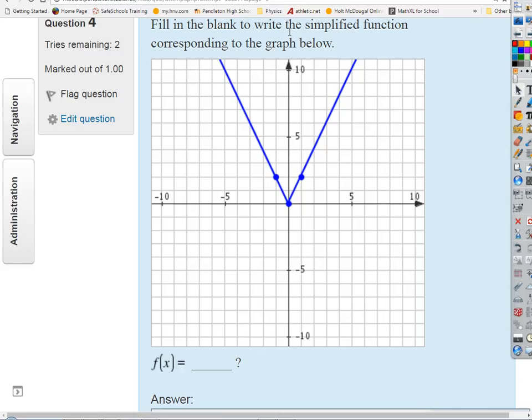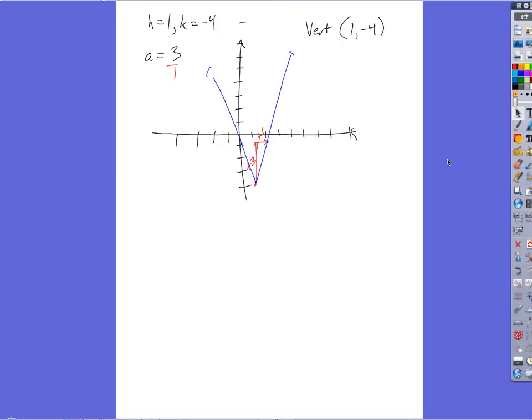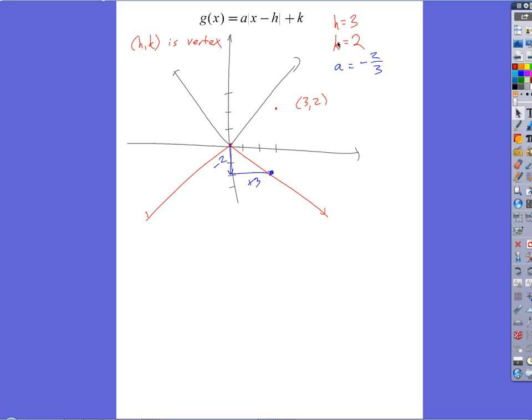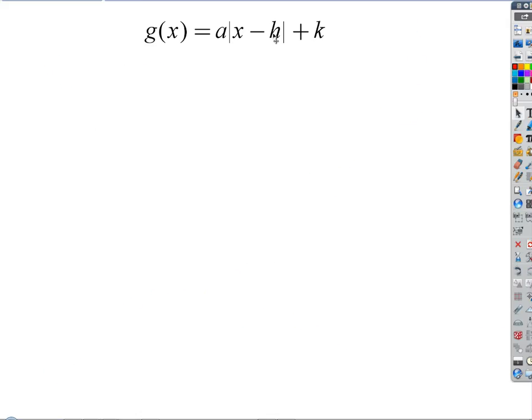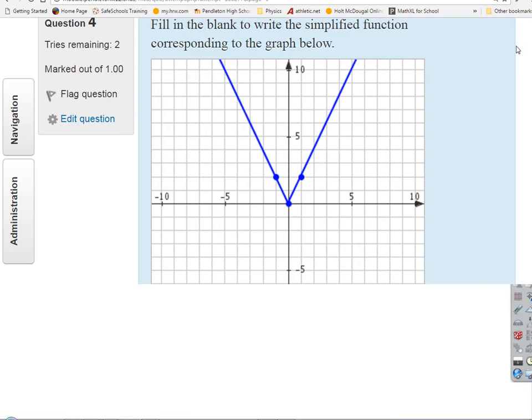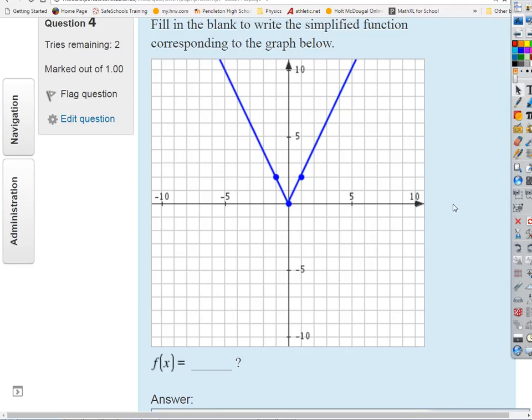All we're going to do here is, from the graph, extract the values of A, H, and K and then plug them into this formula, right? Does that make sense? So we're going to see what A, H, and K are and then plug them into that. Okay? So what do we get there? Looking at that visually, what are the values of H and K?